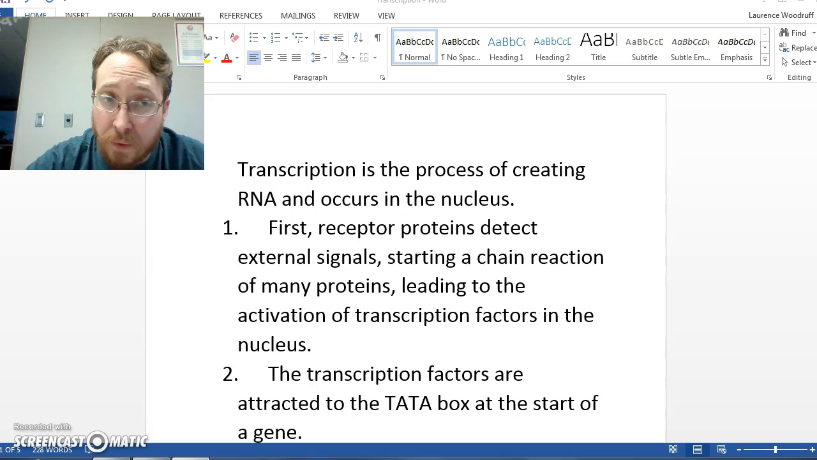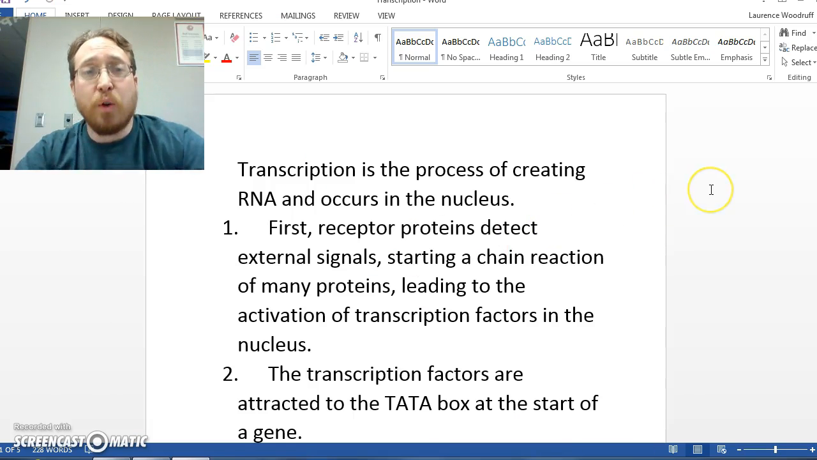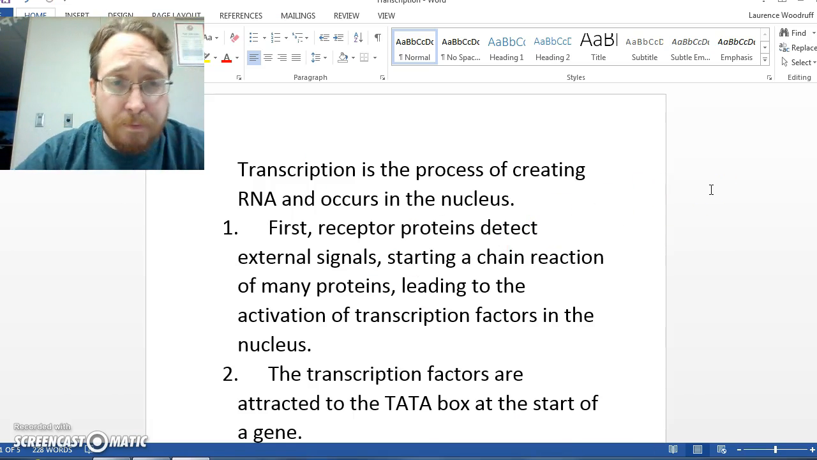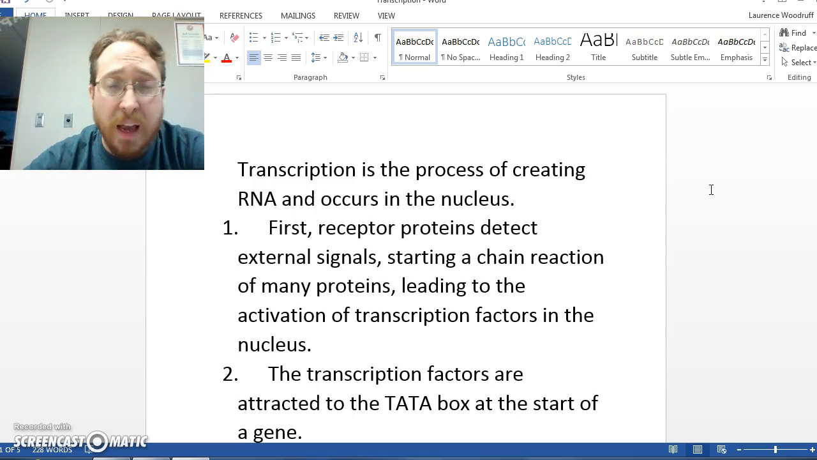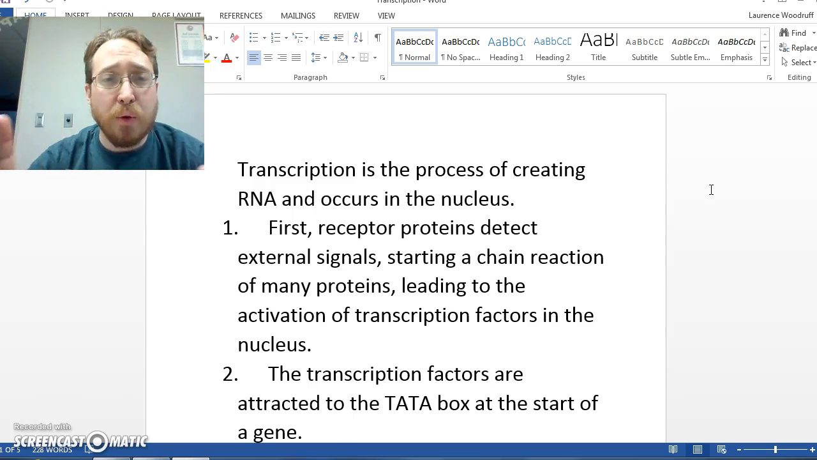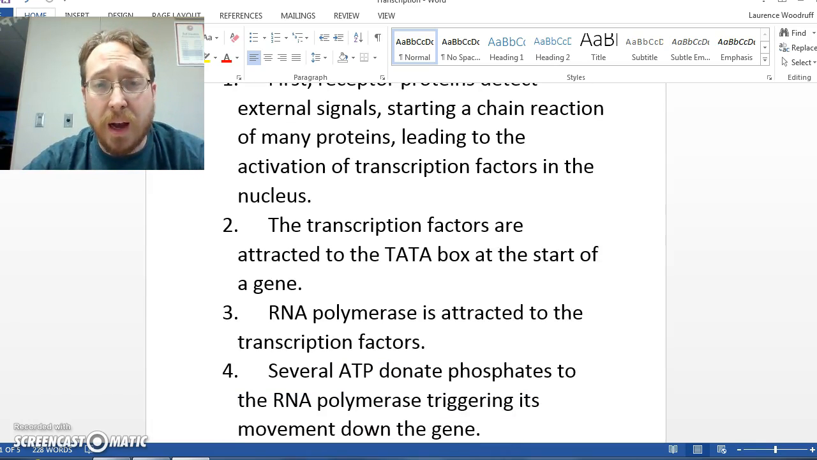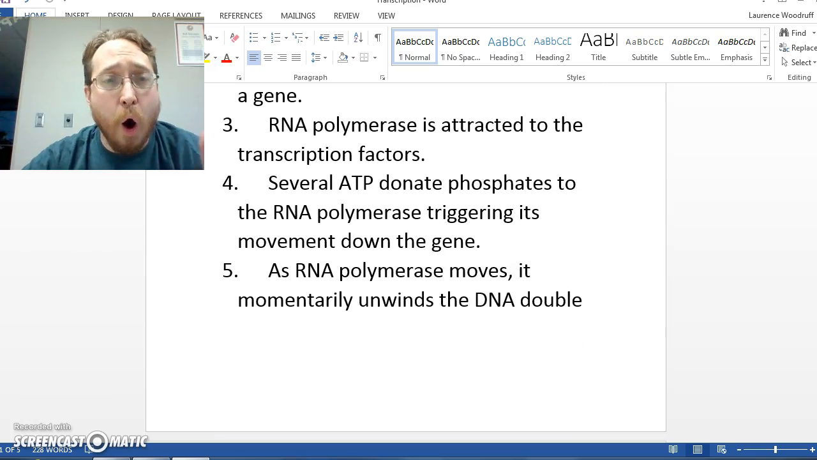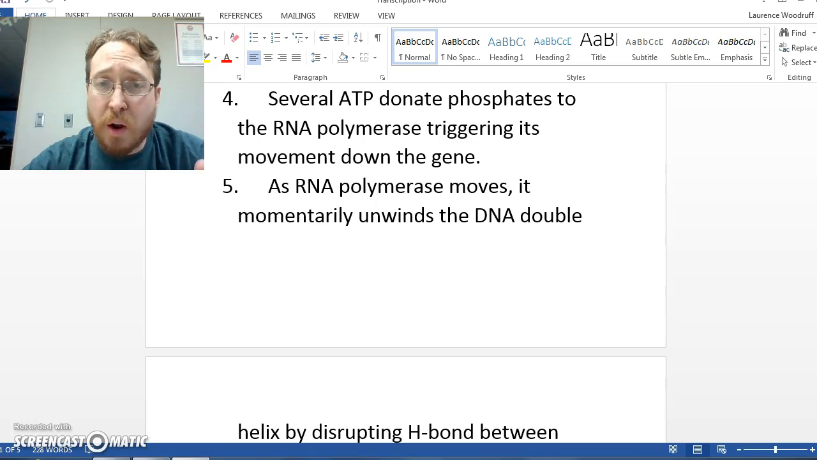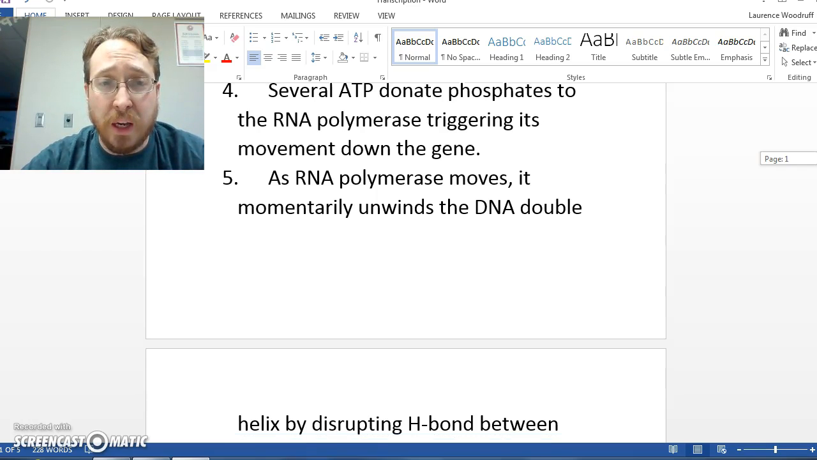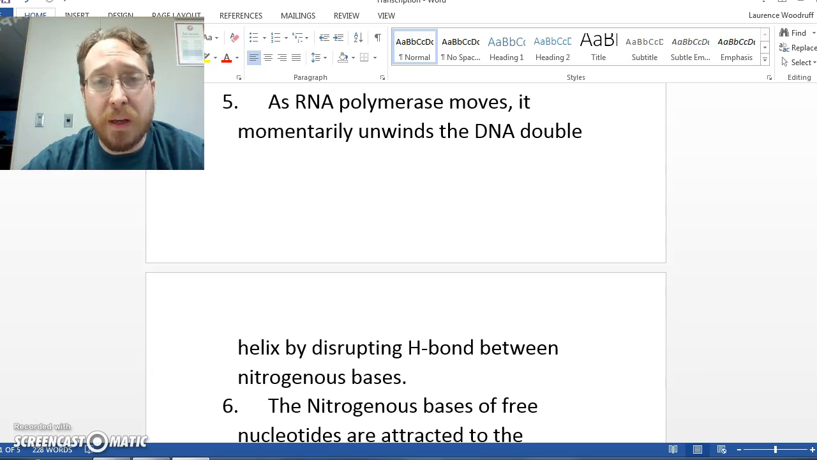So let's review. Transcription is the process of creating RNA and occurs in the nucleus. First, receptor proteins detect external signals, starting a chain reaction of many proteins, leading to the activation of transcription factors in the nucleus. Then, transcription factors are attracted to the TATA box at the start of the gene. RNA polymerase is attracted to those transcription factors, and several ATP donate phosphates to the RNA polymerase, triggering its movement down the gene.